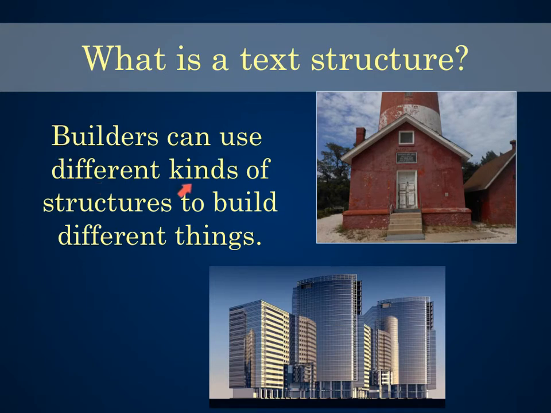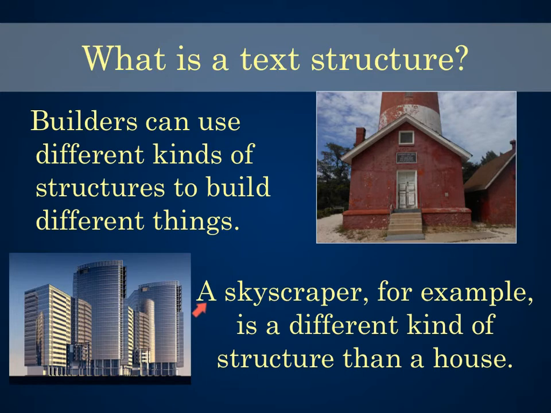Builders can use different kinds of structures to build different things. These two structures would be built with different materials. A skyscraper, for example, is a different kind of structure than a brick house.